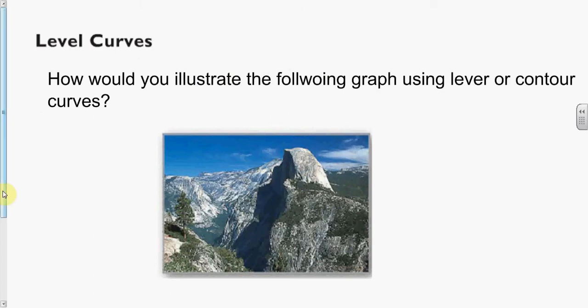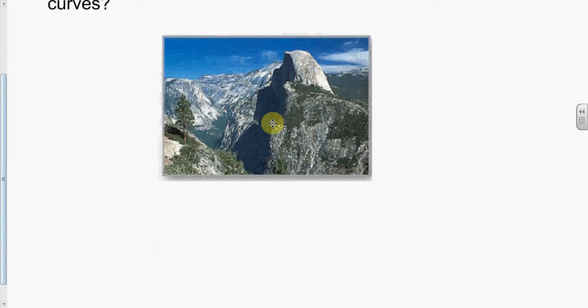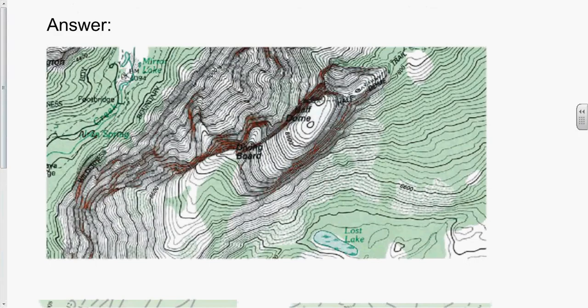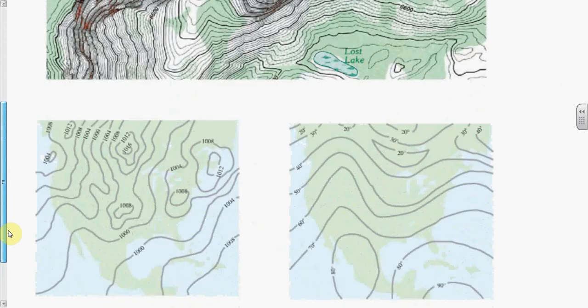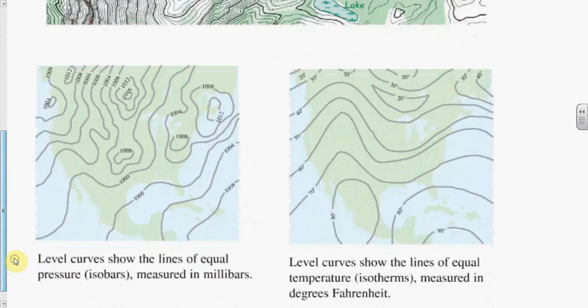You could probably take this particular image and convert it to something like this. You've probably seen these before. So we can use so-called level curves to illustrate so many things in terms of mapping.